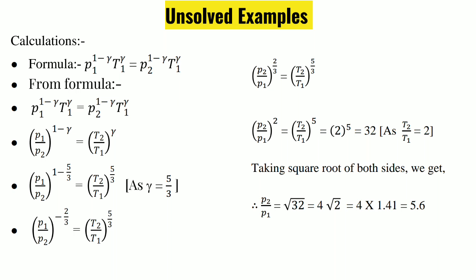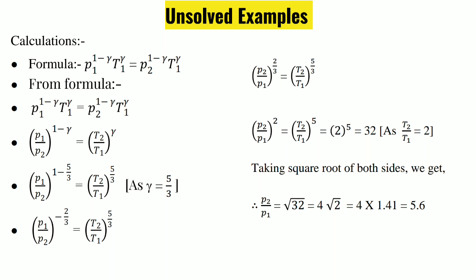ठीक है. Now we are substituting the values of gamma. Gamma's value क्या है? 5/3. So 1 minus 5/3, if you solve 1 minus 5/3, you will be getting minus 2/3. और यहाँ पे 5/3 is already there. So we can cut the denominators of raise 2.